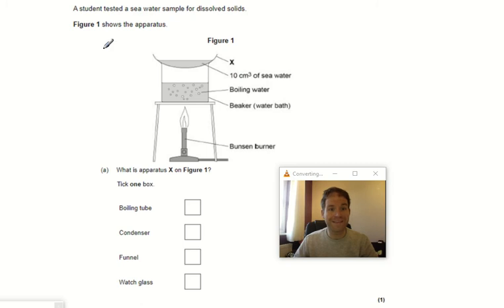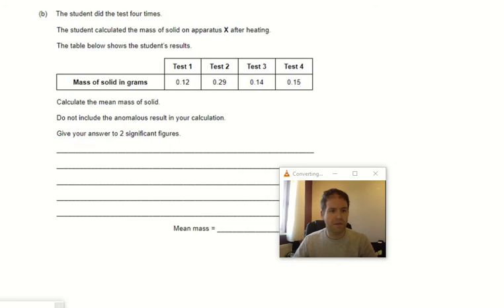A student tested a seawater sample for dissolved salts. Look at this apparatus here. We've got a Bunsen burner, that's causing heat. Beaker, boiling water, the dissolved salts. The seawater's up here. Seawater's going to have salty water in it, isn't it? What is apparatus X in figure 1? So we've got X here. That there is a watch glass. It's called a watch glass. Next question. The student did a test 4 times.